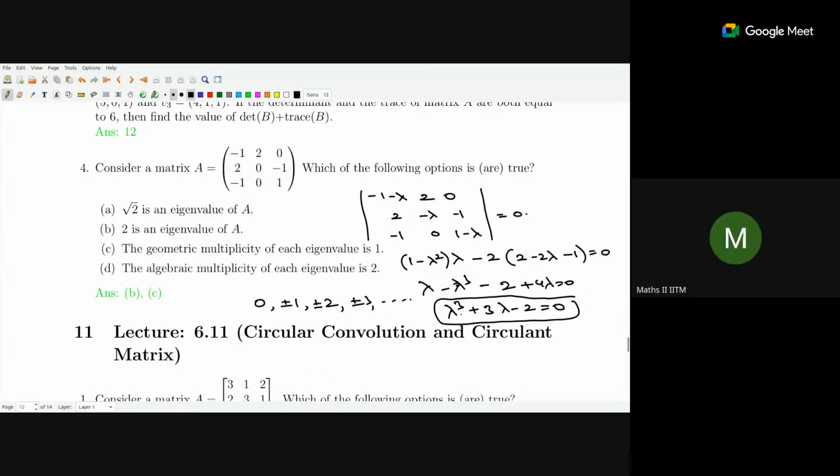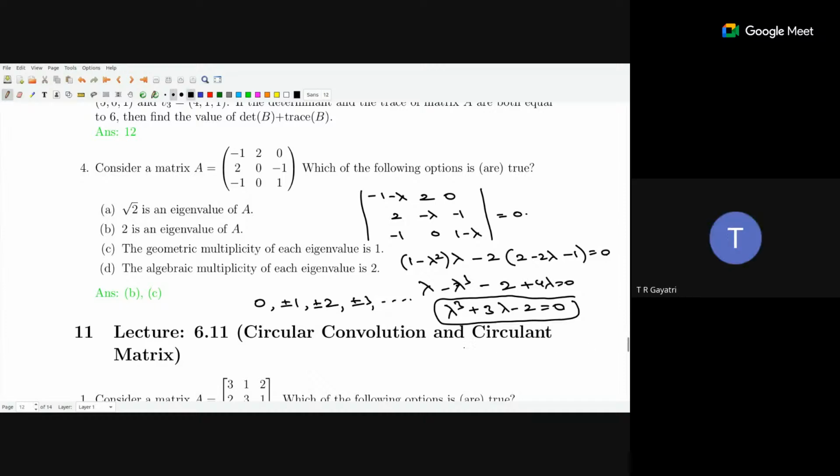Okay. So if I do this, 0 will not be a root. Even 1 will not be a root. 1 plus 3 minus 2, which is 2, will not be a root. Minus 1 will not be a root. Plus 2, when you reach plus 2, what happens? 2 cube is 8 plus 6 times 2. Oh, this is also not being the root.